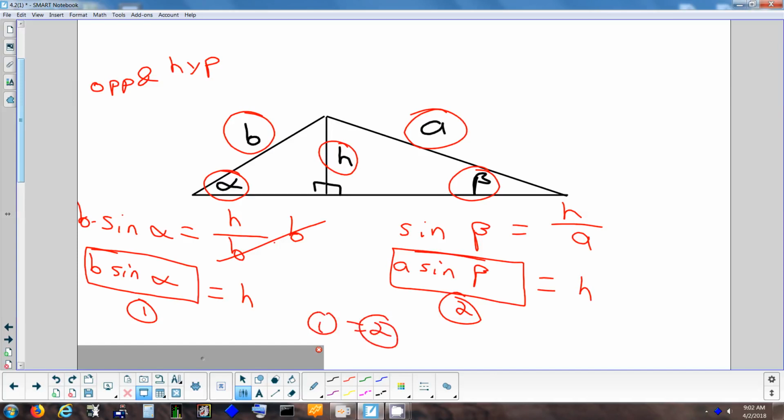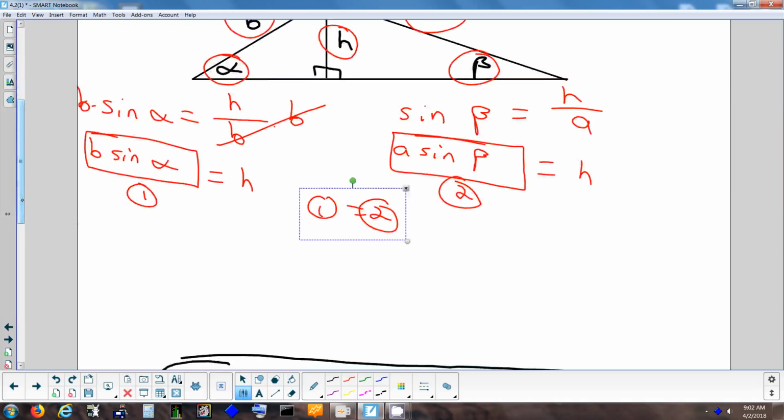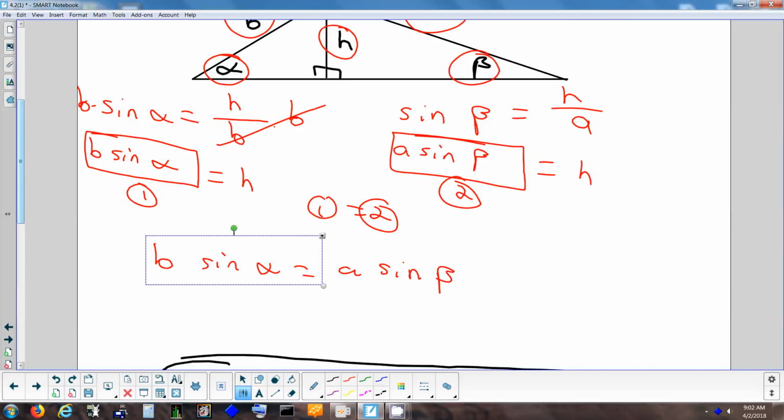Okay? So now we want to set up that idea. And that's the whole point of the law of sines, once we plug in box 1 and box 2 into this equation right there. So we've got b sine alpha equals a sine beta. Now the last thing that they usually do when they write the law of sines is they put a over with alpha, and they put b over with beta.